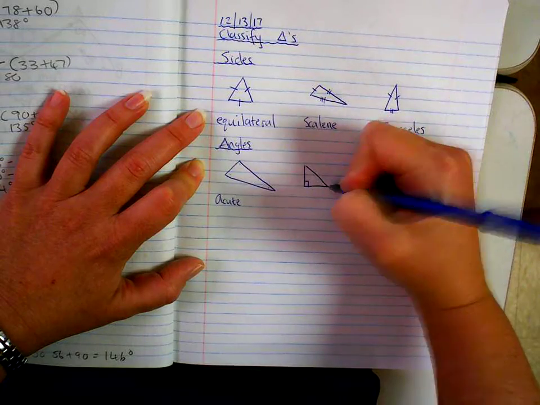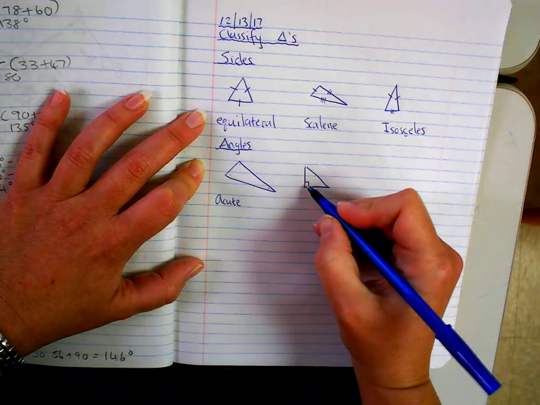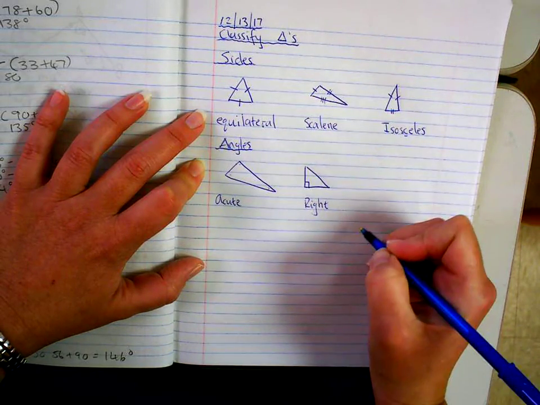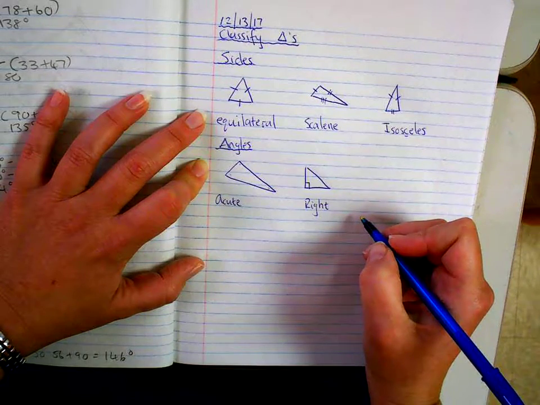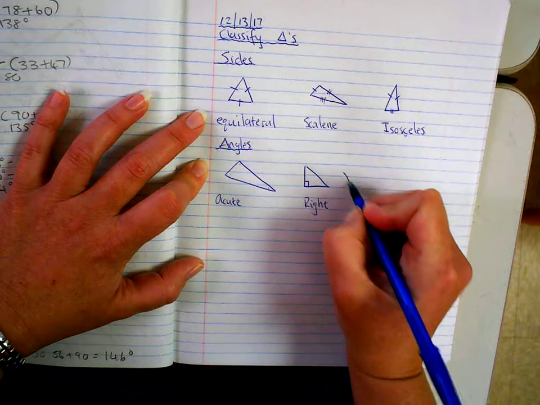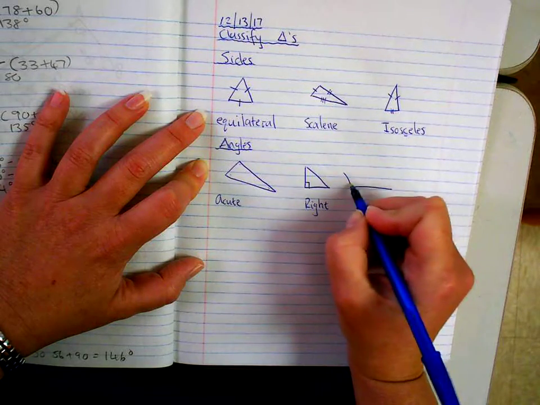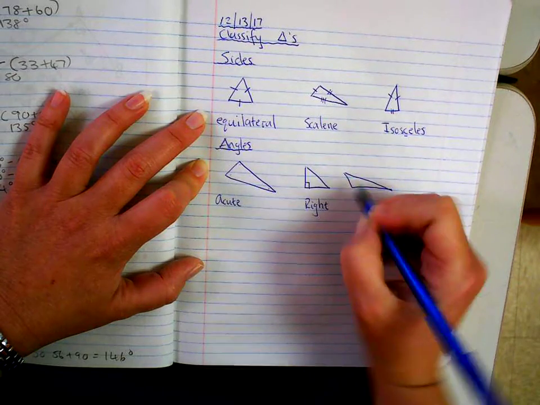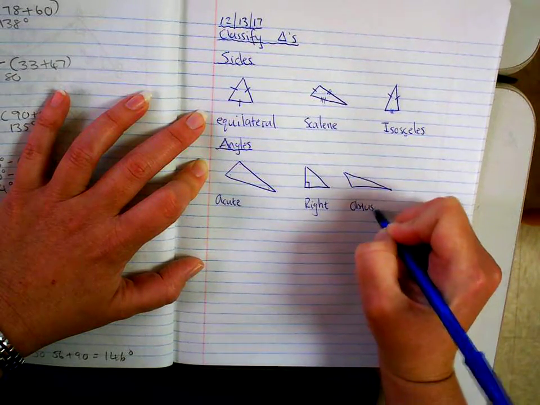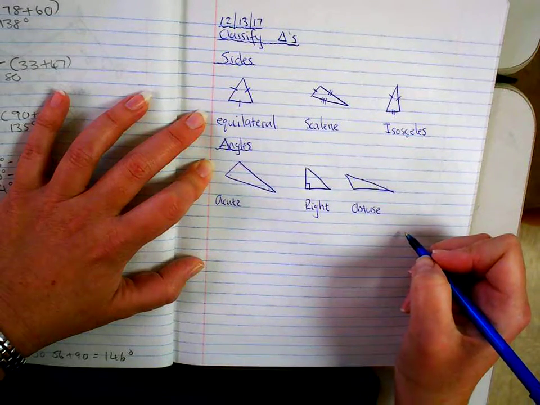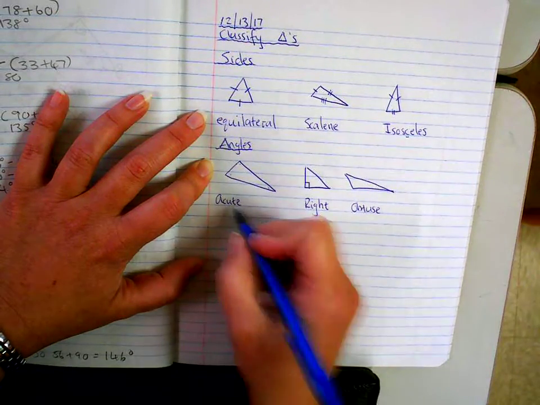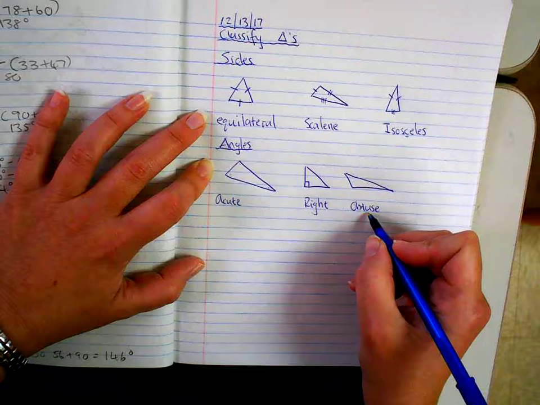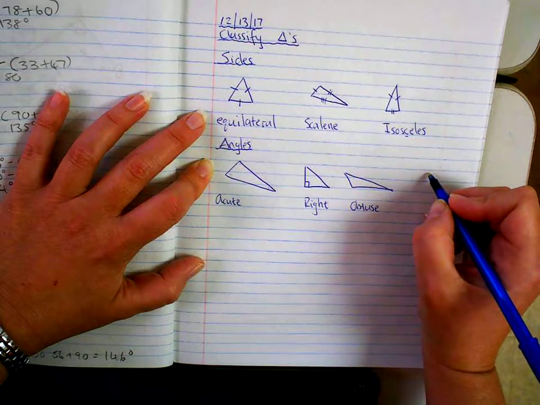Acute. The next one has a 90-degree angle. One 90-degree angle, can never be 2 of them. One 90-degree angle, and is called a right triangle. Then there's one that has a big old angle that's bigger than 90 degrees. One of the angles is bigger than 90 degrees, and it's called an obtuse triangle. And then the last one, so we have acute, we have right, we have obtuse, and then we have something weird that you don't hear often.